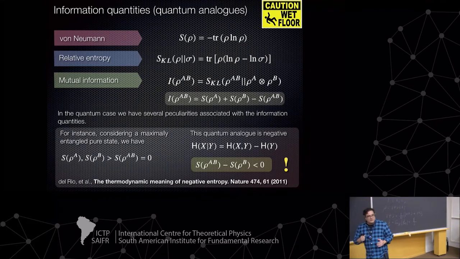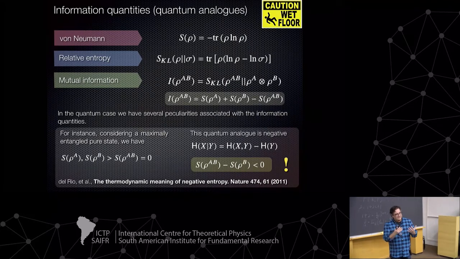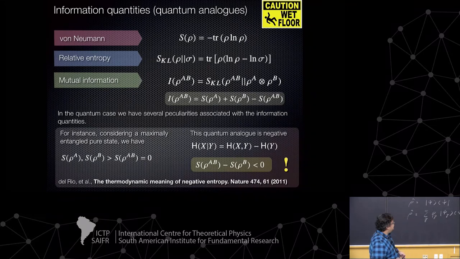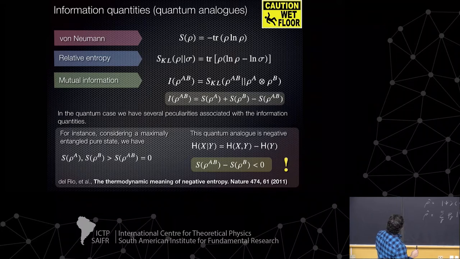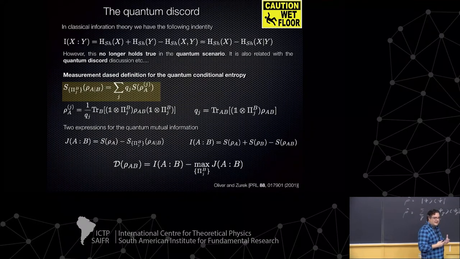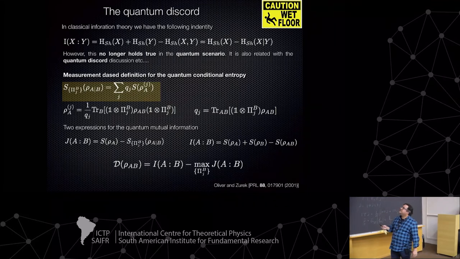But the point is, when we measure a system in a classical scenario, our observation of the system does not affect the distribution, right? When we measure a system in a quantum scenario, the observation of the system will modify the entropy of the system. For example, this conditional entropy involves a measurement in one of the random variables. So maybe we should consider this. I've shown a generalization of this idea of conditional entropy in the next slide. And in the classical scenario, there are several expressions for the mutual information.